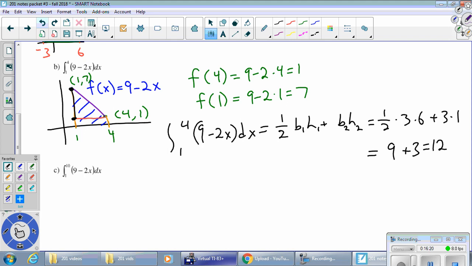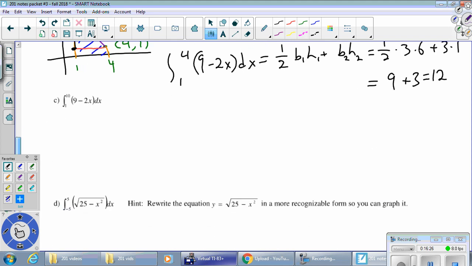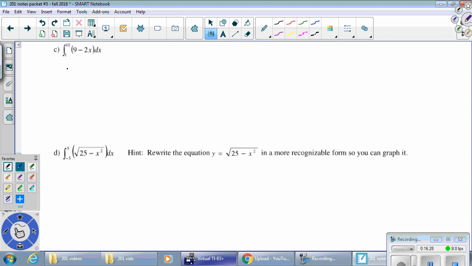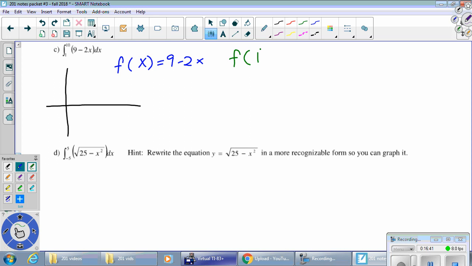Okay, C. Same integrand, 9 minus 2x is the same from the previous question, but here we're going from 1 to 10. Okay, well, the technique above worked out so well. Let's do the same thing here. All I'm interested in is plotting 2 points. So we're going to again find f of 1, and we're also going to find f of 10. So f of 1 is still 7. F of 10 is negative 11. Do we have that right? 9 minus 2 times 10. Okay, that's good.